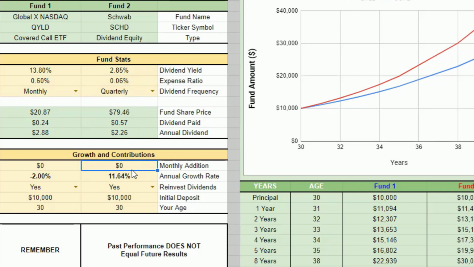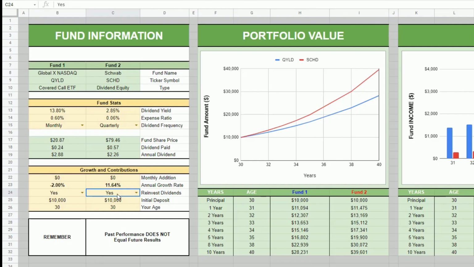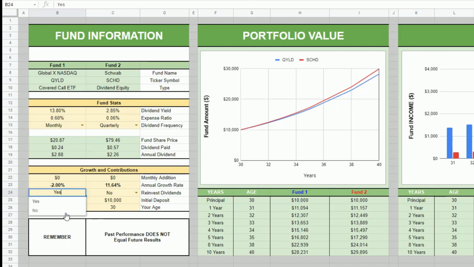We're going to start with $0 monthly addition for an annual growth rate of 11.64% over the entire history of the fund, as we calculated from the 10.5-year history of SCHD. So we're going to reinvest dividends with $10,000 invested, comparing a very similar amount. SCHD would outperform QYLD with dividends reinvested. Let's say you wanted to pull dividends out.